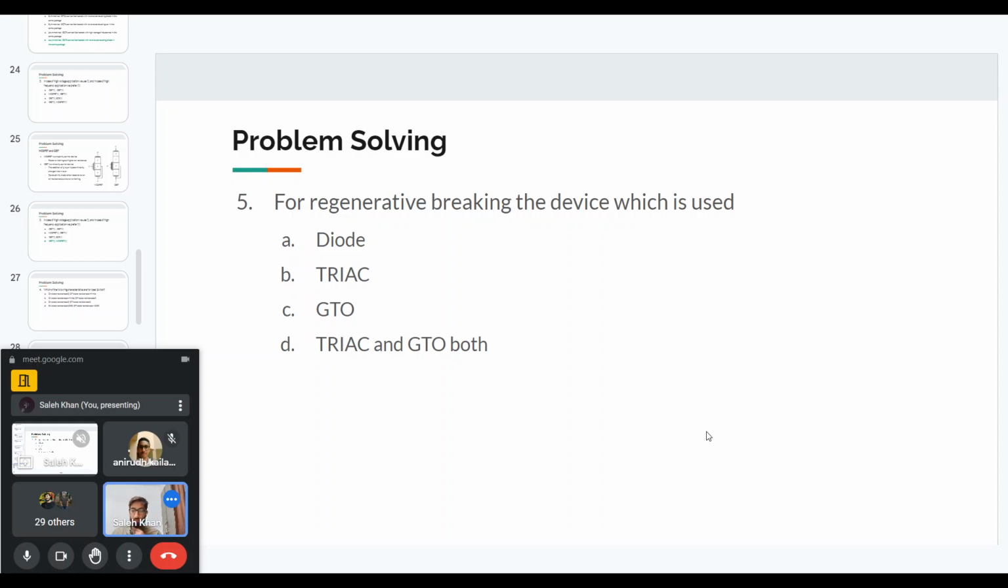Okay, so for regenerative braking, the device which is used, and the options are diode, triac, GTO, or triac and GTO both. So what do you think is the answer? Okay, GTO. Someone is saying GTO.